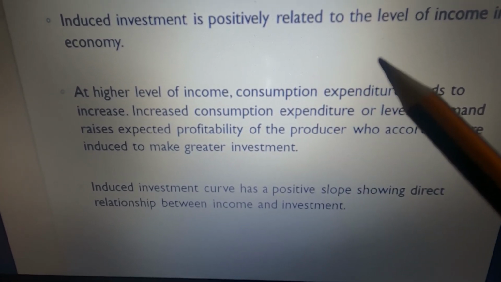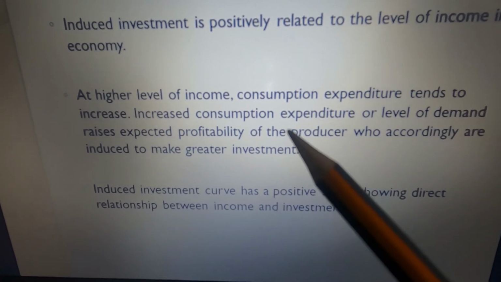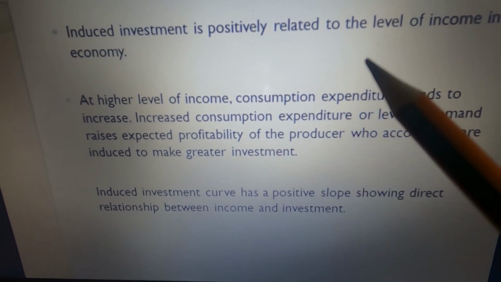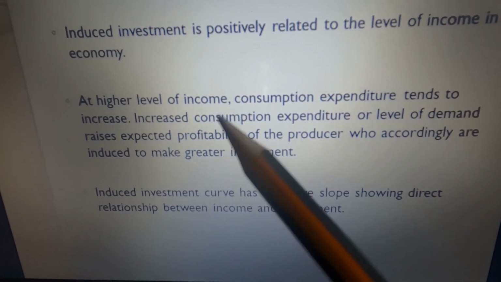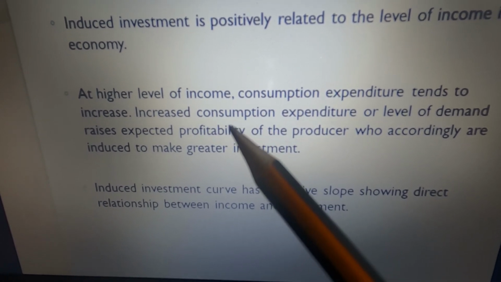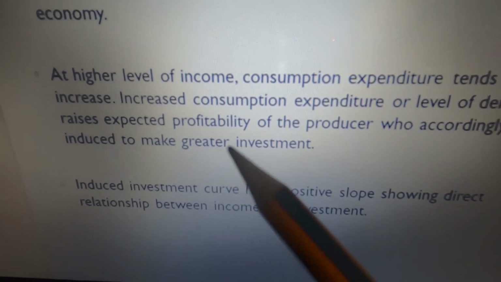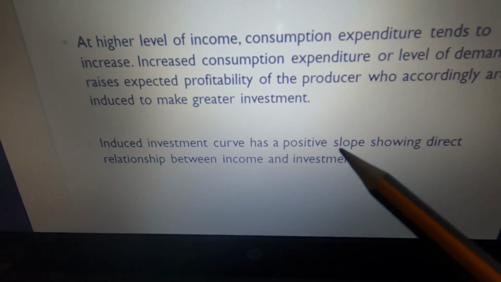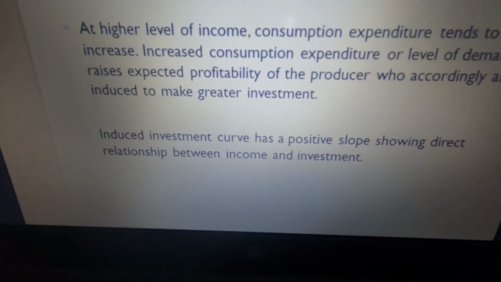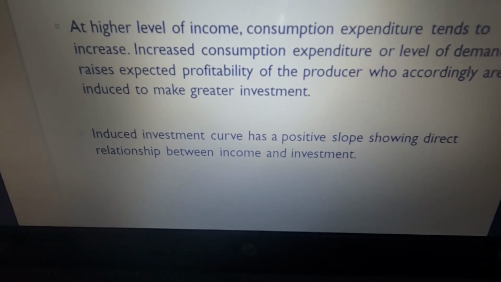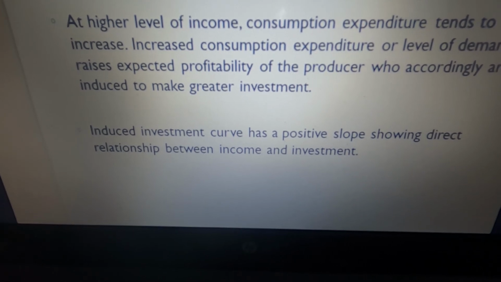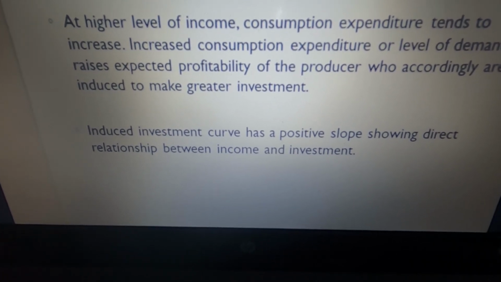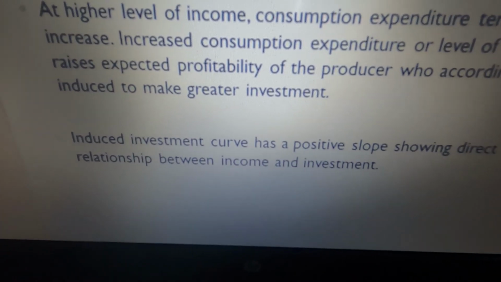If consumption increases, it shows what? Demand is increasing, right? So the producer will be getting more profits because of higher demand. So in order to achieve profits, what they will do here is they will go for greater investment. Induced investment curve has a positive slope showing direct relationship between income and investment. So induced investment curve is positive in slope. The reason why it is positive, the reason is there is a direct or positive relationship between income and investment.